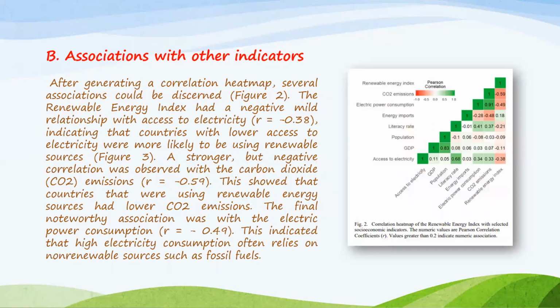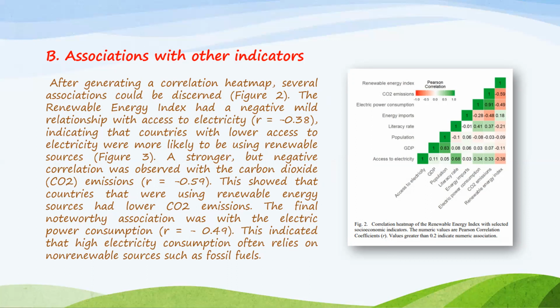Let's talk about the association with other indicators. After generating a correlation heat map, several associations could be discerned, as in figure 2. The renewable energy index had a mild negative relationship with access to electricity. The R value is equal to minus 0.38, indicating that countries with lower access to electricity were likely to be using renewable resources.